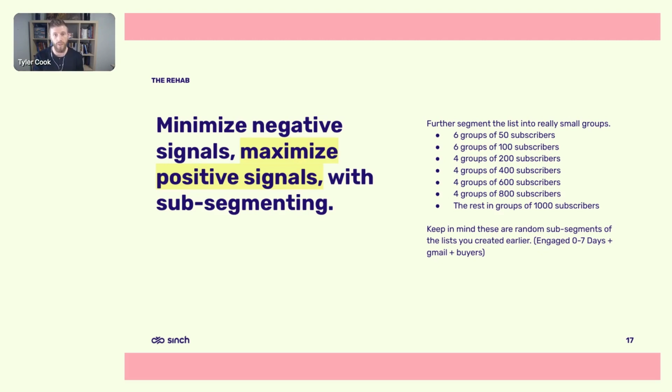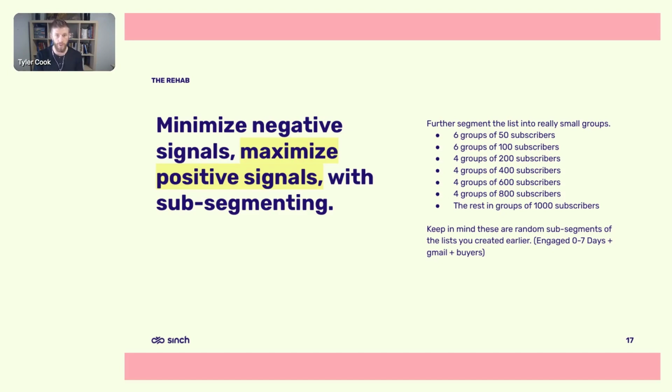So by sending to these really small subgroups first, you're able to really maximize those positive signals. Like if you send out to those 50 subscribers, it's not unreasonable to expect that you could get an 80% open rate with a 50% reply rate. And as the algorithms are seeing those numbers flow through, it really helps boost up your sender reputation very quickly. So keep in mind, these are randomized subsegments of the lists and segments that you created earlier. Again, engaged 0 to 7 days plus Gmails plus buyers.